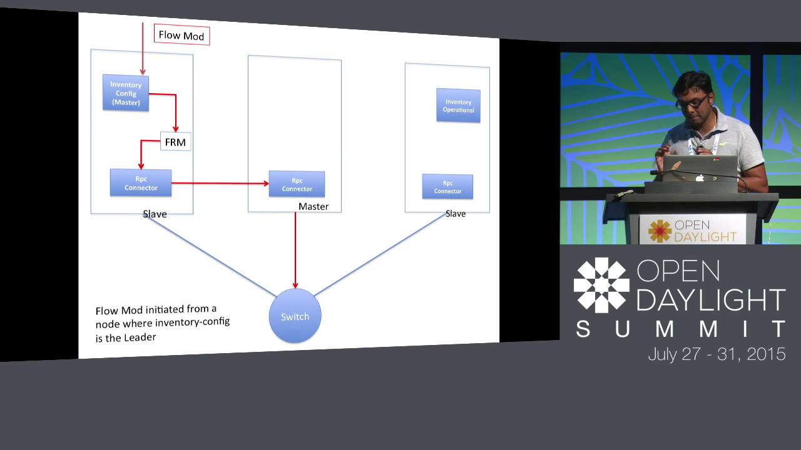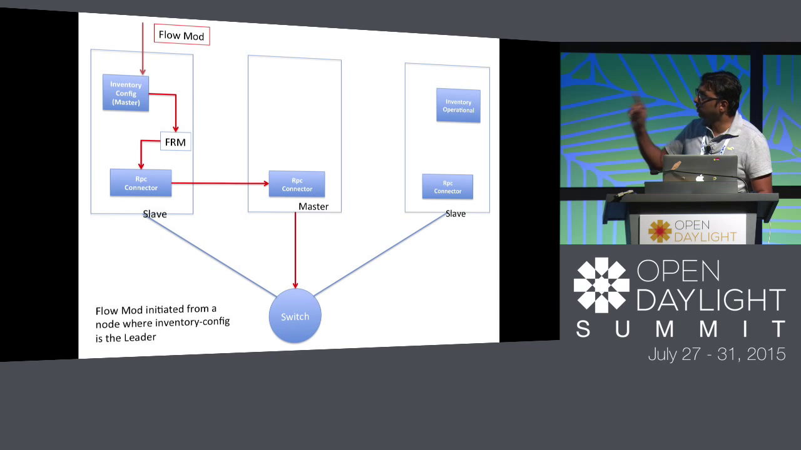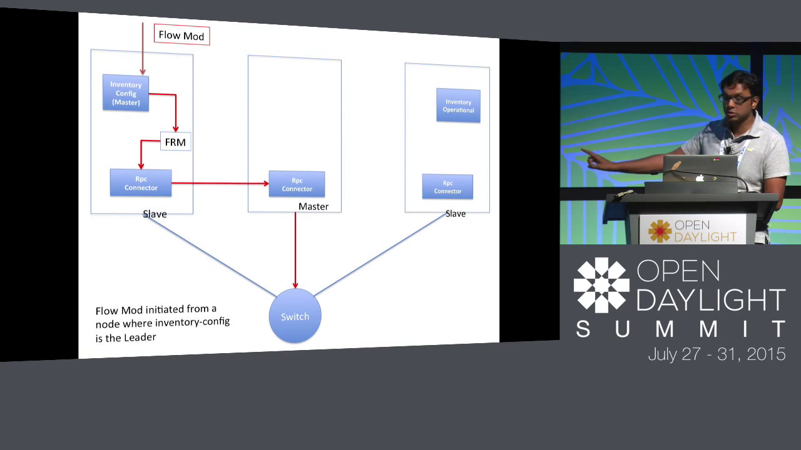This design assumes that there is no granular sharding at this moment in the data store. So we have the inventory config master in the first node, and the inventory operational in the 3rd node. We have a remote RPC connector on all the 3 nodes. Through our election mechanism, member 2 has become the master for the switch.